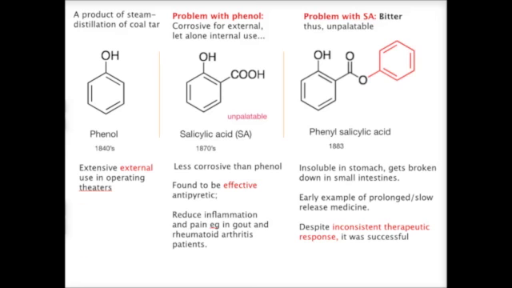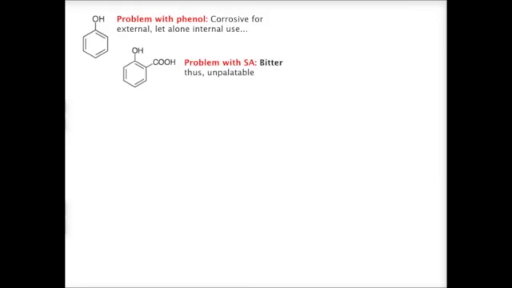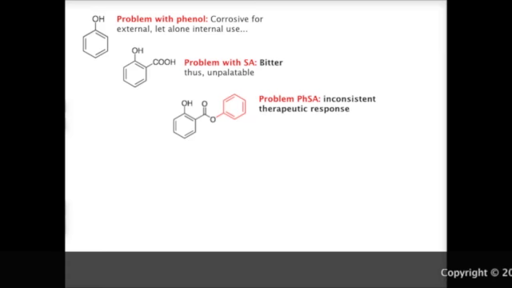So as a summary, this is just to show you how aspirin was discovered. Start off with phenol. The problem is it's too corrosive. Then add on a carboxylic acid next to the OH group and you get salicylic acid. It's bitter, it's unpalatable. You modify the carboxylic acid into a phenyl ester, in a sense. It's good, okay, but the therapeutic response is inconsistent.